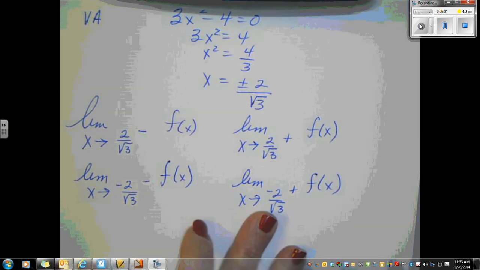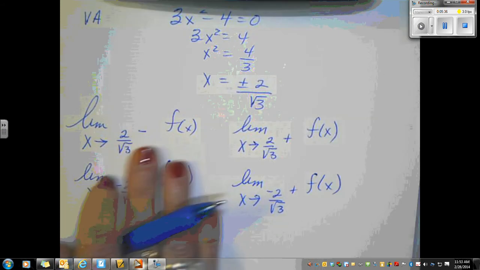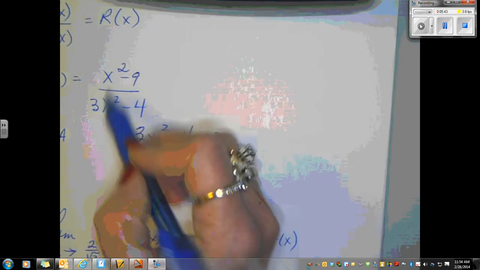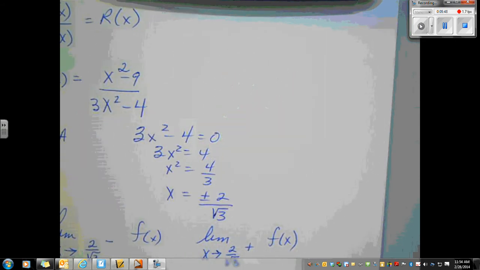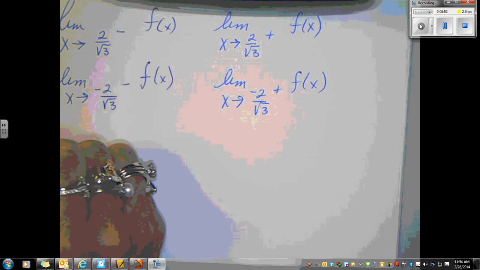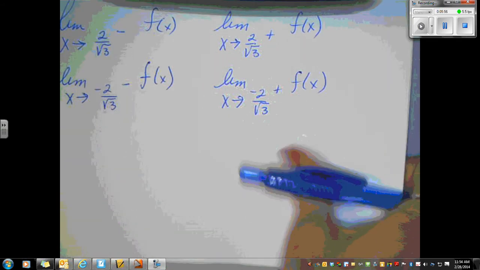Here we are, back over here. This, if you want to prove this, you would have to do these limits, and these should come out to be positive and negative infinity. If you graph this thing, you'd be able to tell where these are and what's going on. Okay, now, how about horizontal asymptotes? What are the horizontal asymptotes?